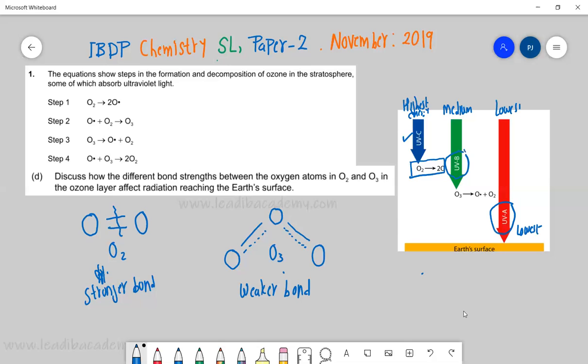This should be very clear, very simple, based on the bond strength. The stronger the bond, the higher the energy you require, so it is going to absorb the highest possible energy, that is UVC. The weaker bond in ozone, the 1.5 bond, is going to absorb slightly lower energy, that is UVB. And the lowest energy is UVA, which reaches Earth's surface. Very simple.